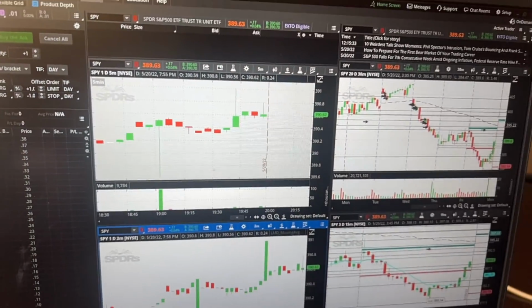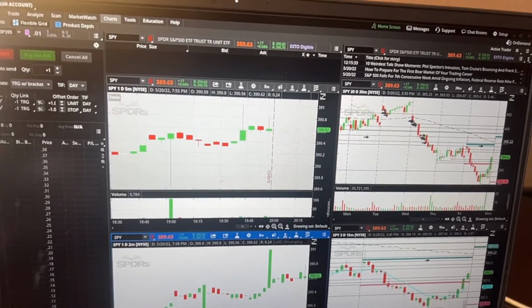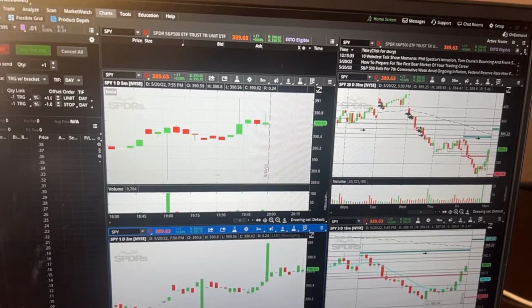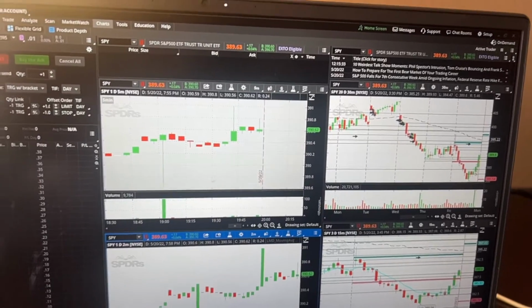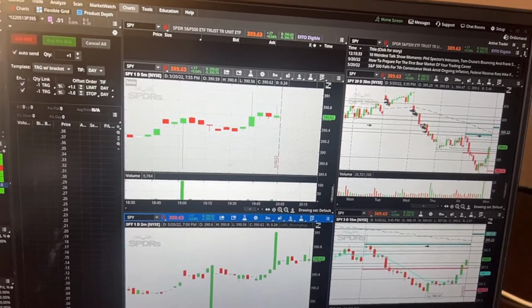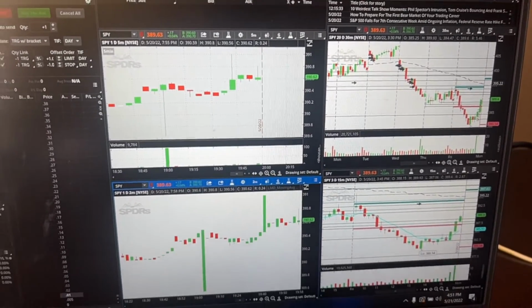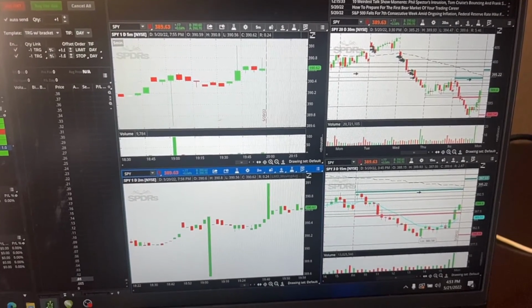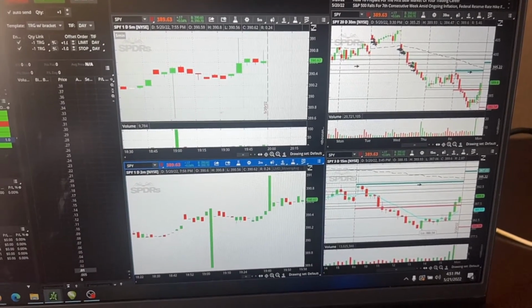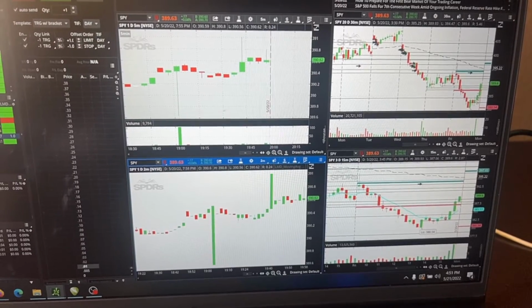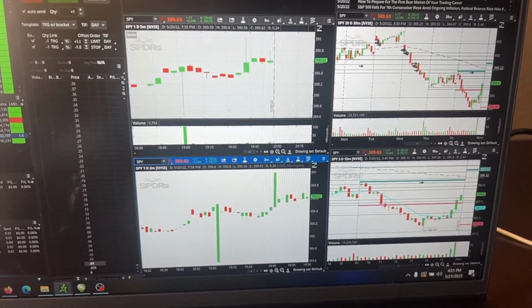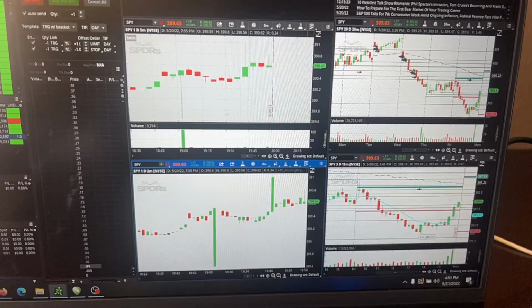To the right, up top is time and sales. It's black because the market's closed. To the right of that, we got news. And then we have our charts. We have 4 charts I'm looking at. The upper left is the 5 minutes. The lower left is the 2-minute. Those are my micro time frames.